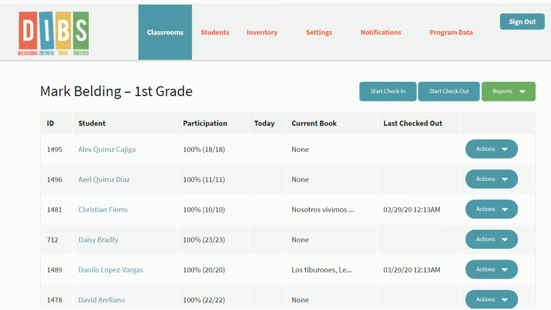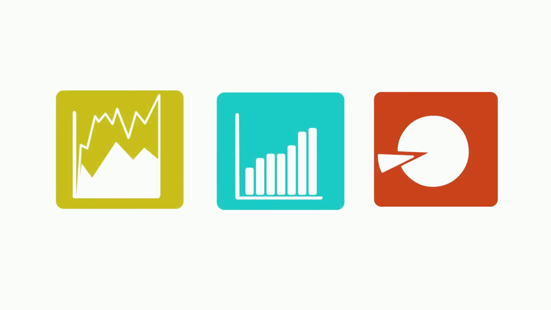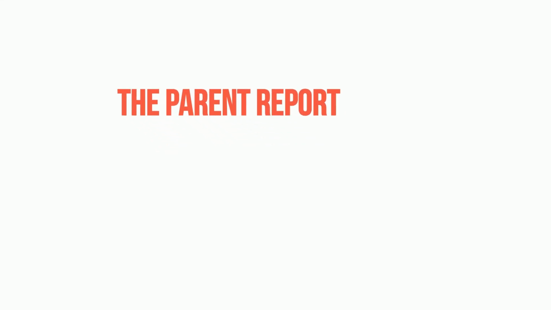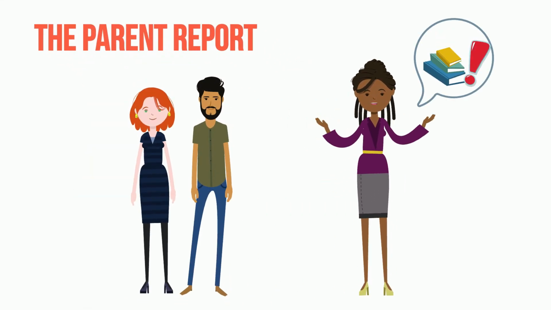In the right-hand corner, just above your DIBS roster, you will see a green drop-down button labeled Reports. Through the options in this drop-down menu, you will be led to different pages of data, from lost books to breakdowns of classroom participation. While all of these reports are helpful, and we encourage you to explore them, we would like to highlight the single most useful and important report, the Parent Report. This is an excellent tool to engage parents and easily communicate their individual child's progress within the program.